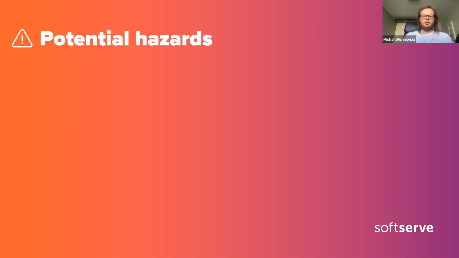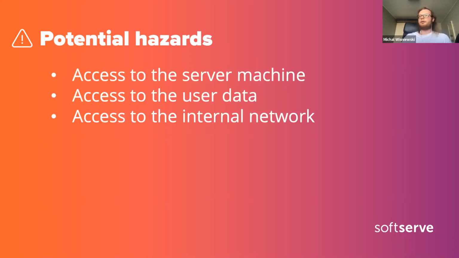Potential hazards. So what may be the impact of any of these attacks? Well, the bad guy can have access to the server machine, and in fact, it will provide access to the database, and therefore it will provide access to the user data. Therefore, it's a problem with the GDPR because it's a user data leak. So you have to report that to the European Union if you're in the European Union. So that's a big problem, I would say.